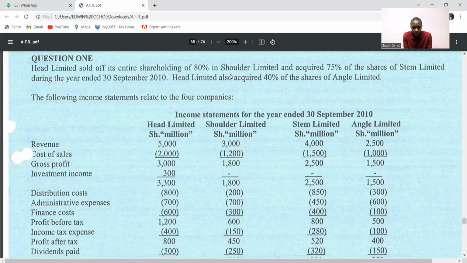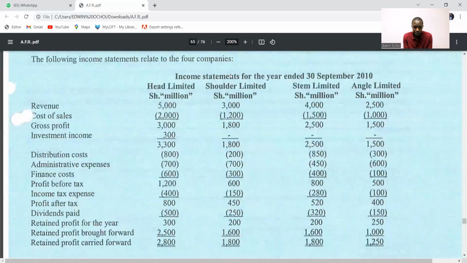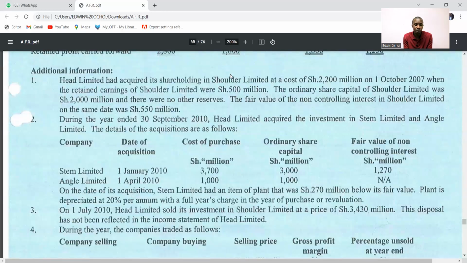Even if they started by saying that they disposed of the 80% of Shoulder, this Shoulder was acquired some time back. That is well illustrated in additional information number 1: Shoulder was acquired in October 2007. When was it disposed according to Note 3? 1st July 2010. So Shoulder was there even before the disposal took place.